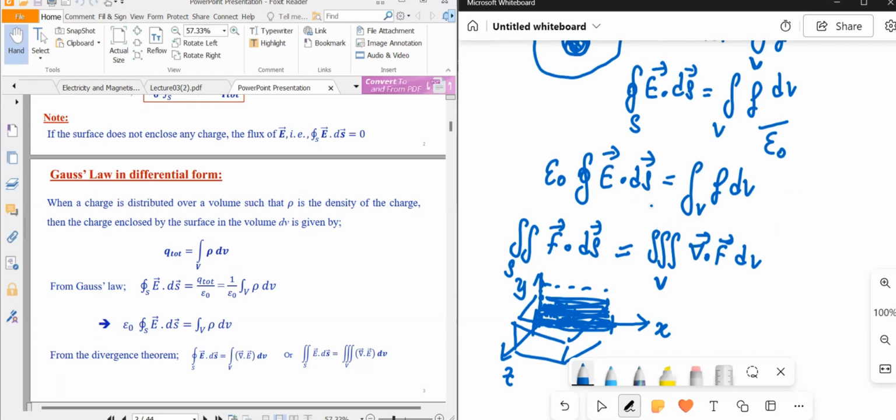So we can write this side as a volume integral. So we need to consider the divergence of the considered vector field. Divergence of the considered vector field E is equal to volume integral of rho dV over epsilon naught. So now on both of the sides we have a volume integral.